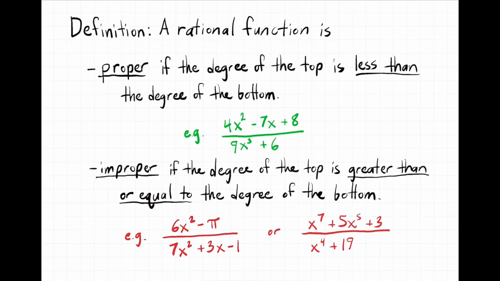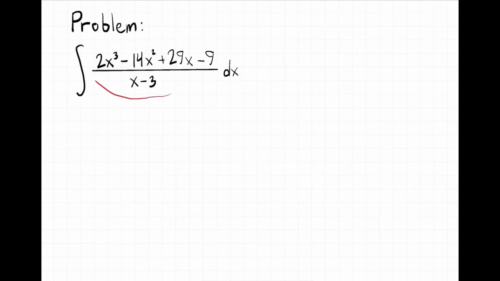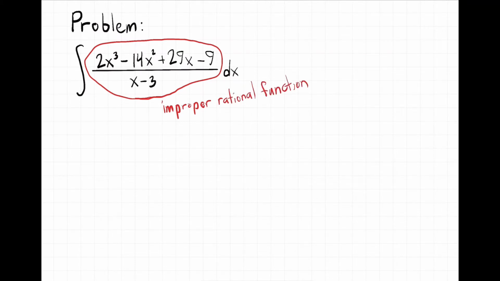So let's examine the integral that we're trying to solve using these definitions. The problem that we have here is that this rational function is an improper rational function. The idea of proper and improper rational functions is the same idea as proper versus improper fractions. A proper fraction is one in which the top is smaller than the bottom, and an improper fraction is one in which the top is greater than or equal to the bottom. It's the same kind of idea here. This is an improper rational function, and we're not going to be able to find the integral of this thing as it is.